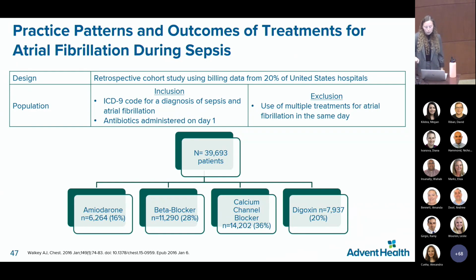Over 39,000 patients were included in the study, with about 28% of patients receiving beta blockers. As you can see, each of our commonly used agents had a pretty good representation in this study. While admission to the intensive care unit was not a requirement of this study, about 59% of patients were admitted to the ICU. Based on a preliminary analysis, they decided to compare each of these agents to beta blockers specifically.